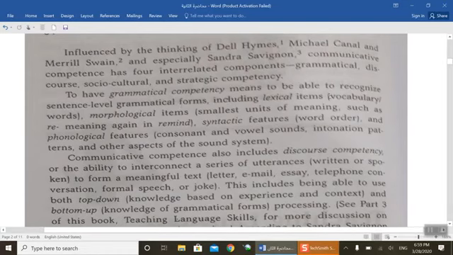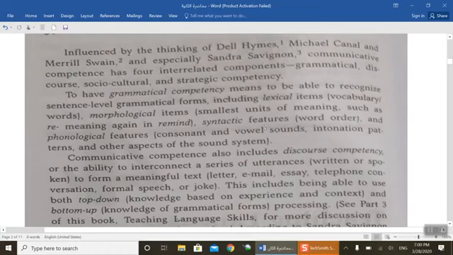It means to be able to recognize sentence level grammatical forms. For example, lexical items, vocabularies, words, and morphological items. You have studied morphology, and now you are studying morphology: affixes, suffixes, bound morphemes, free morphemes. You have to be aware of these things.